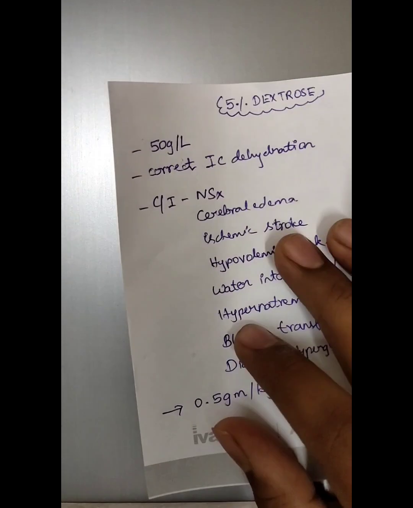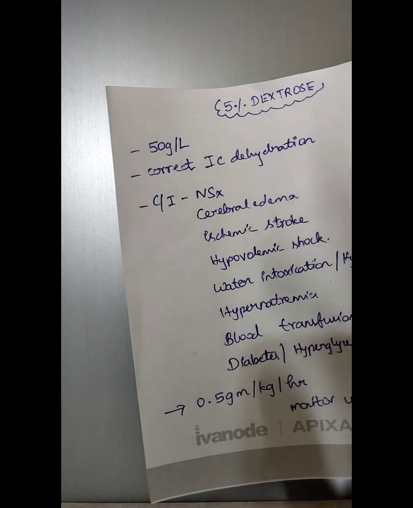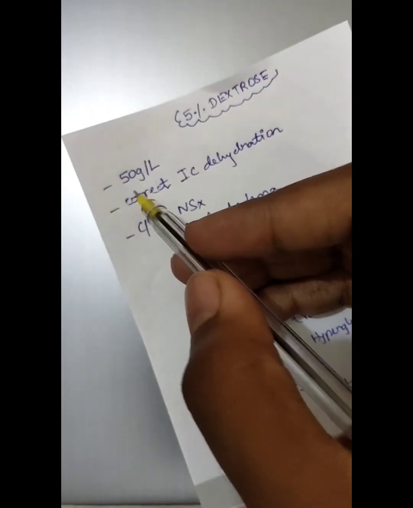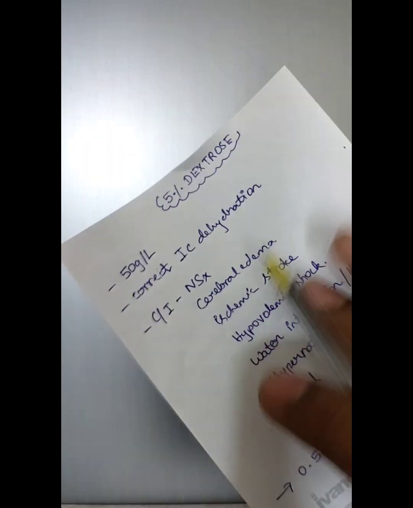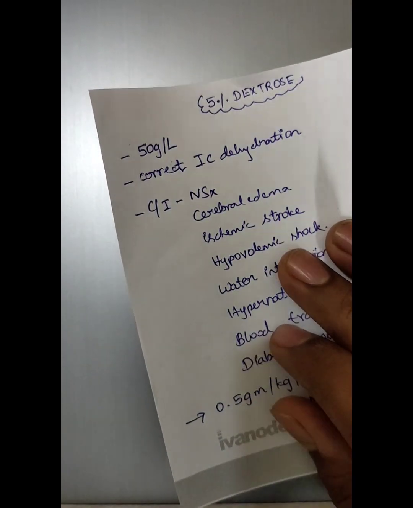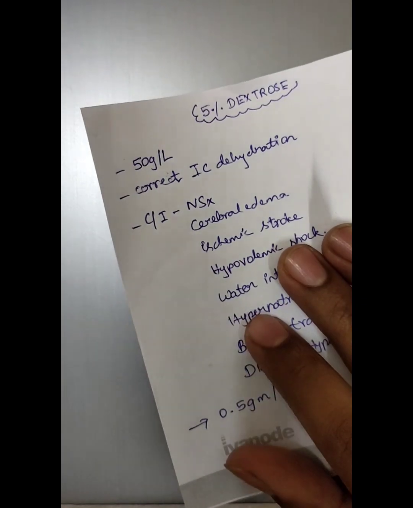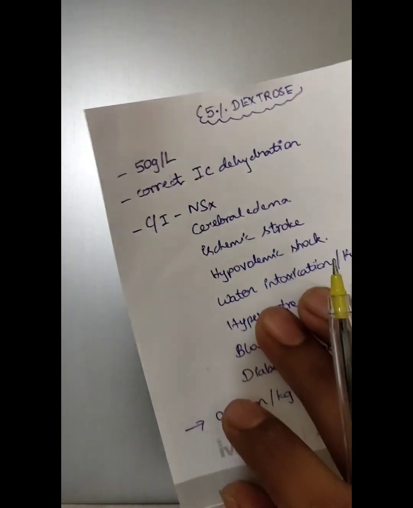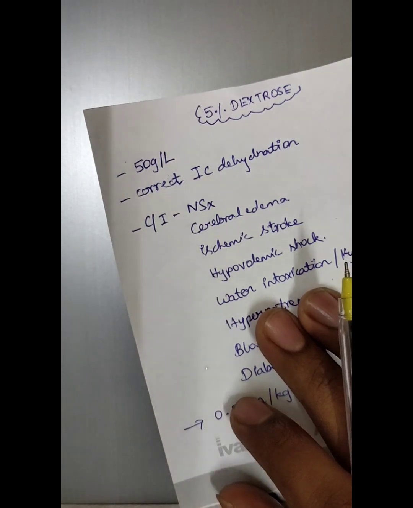So I thought of giving a video for the fluid therapy which are commonly used in emergencies. So I will start with 5% dextrose. 5% dextrose is nothing but a hypotonic solution which has only 50 grams of glucose per liter. So it has nothing else, no sodium, no chloride, no other electrolytes, only glucose. So on what basis can we give this, in what condition is it actually used?